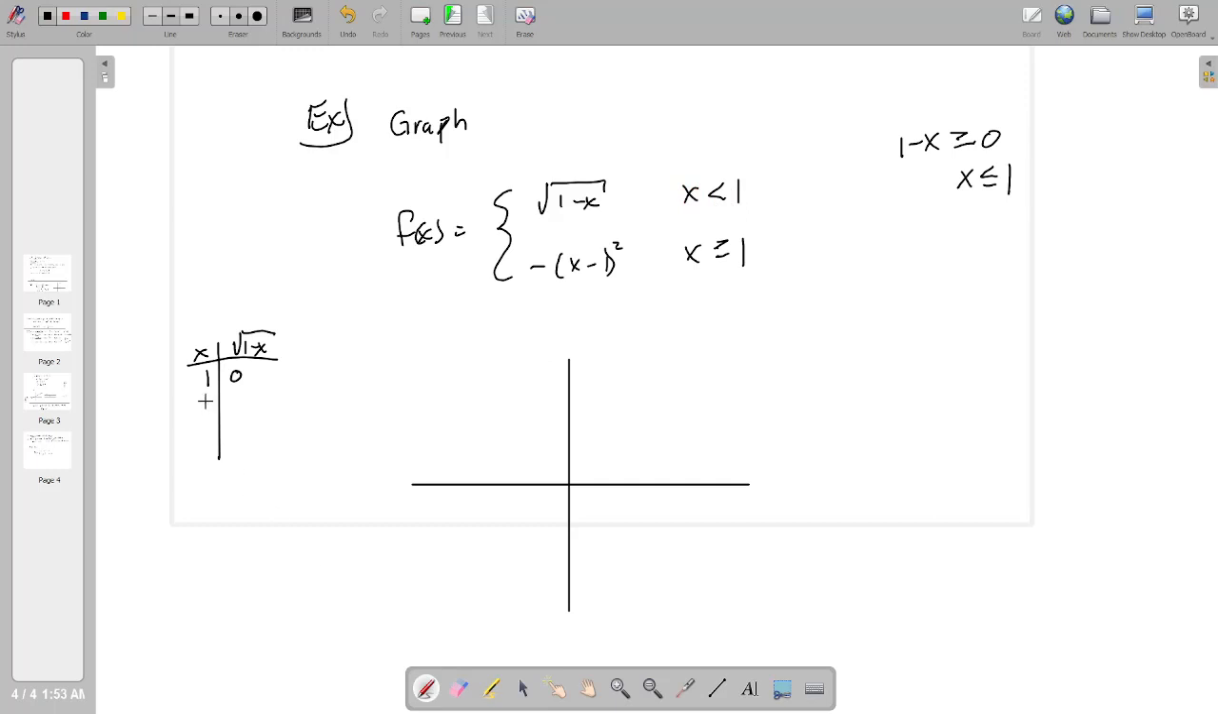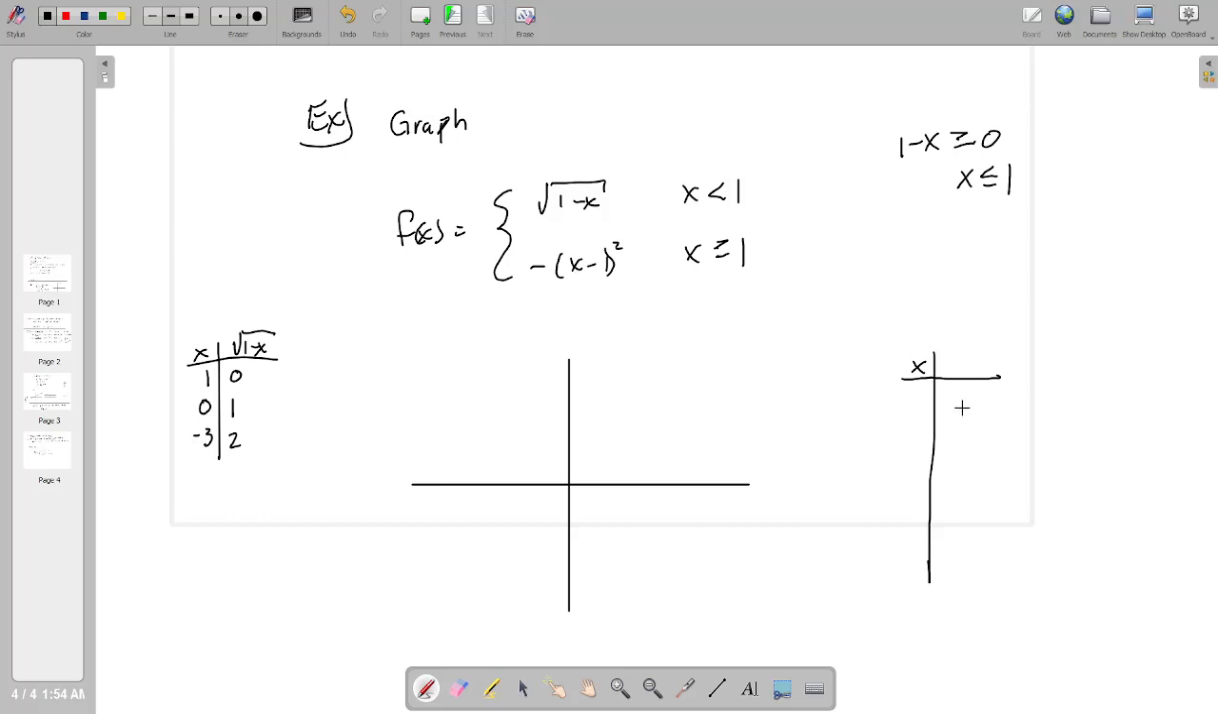If x is equal to 0, we get square root of 1 minus 0, so the square root of 1, which is 1. And then if x is equal to negative 3, then we have 1 minus a negative 3, so 1 plus 3, which is 4, and the square root of 4 is 2. Before I graph this function, I'm going to look at how this other one is going to be graphed.